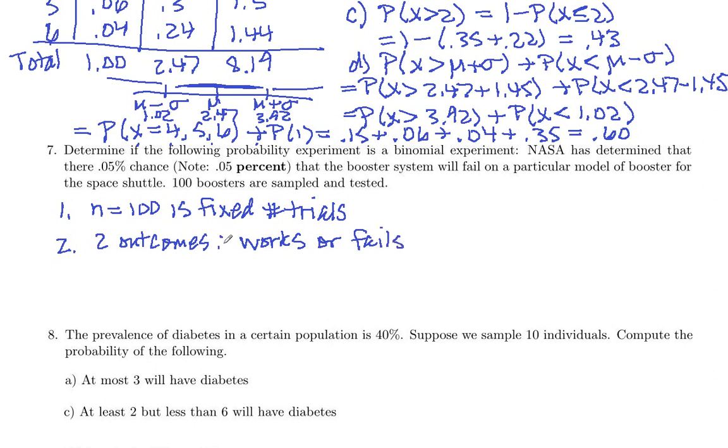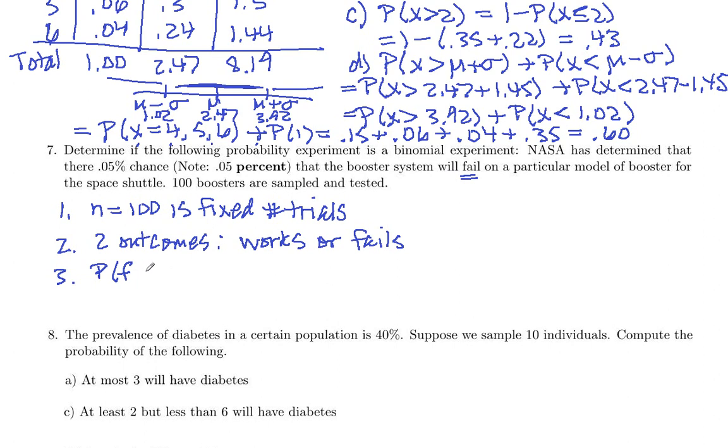Nothing in between. Thirdly, probability of failure, which is what we're interested in, because we want to know, here it says 0.05% chance the booster system will fail. So that's how we know we're interested in failures.